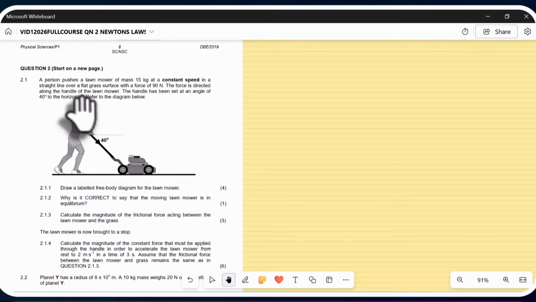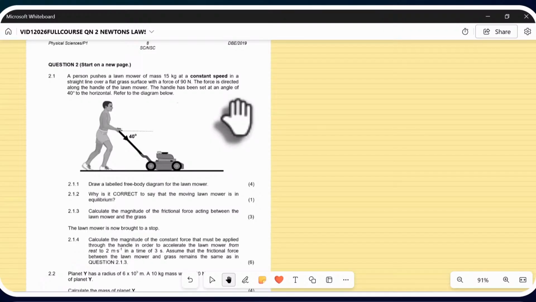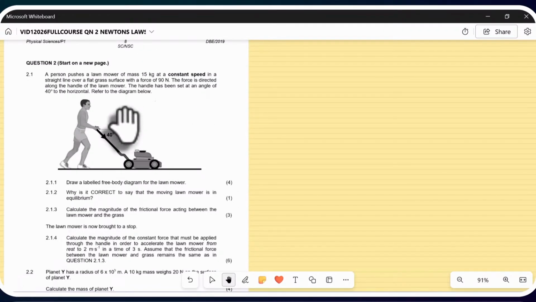It says that a person pushes a lawnmower of mass 15 kilograms at a constant speed in a straight line over a flat grass surface with a force of 90 newtons. The force is directed along the handle of the lawnmower. The handle has been set at an angle of 40 degrees. Refer to the diagram below. Then they say draw a labeled free-body diagram of the lawnmower.